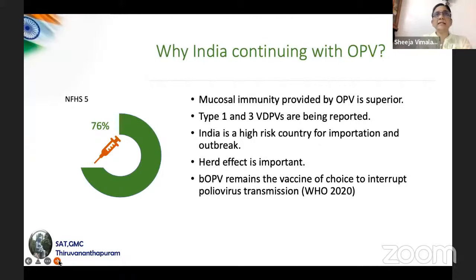Now, why is India still continuing with OPV? The answer is, here again, note what is written. Your NFHS-5 data says complete immunization is 76%. Previously, you had 62%. So now we have improved further. Now it is 76%. But 76% is not enough. When you have 76%, that means a large number of your population is still partially immunized or unimmunized. And India is high risk for importation and outbreak. So it is important that the population has enough mucosal immunity to prevent resurgence of VDPVs, at least against type 1 and type 3. And that is why we are continuing with OPV. But once we get our routine immunization above 90 to 95%, naturally we would be phasing out OPV.